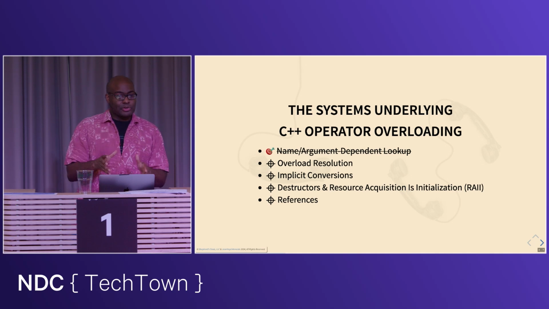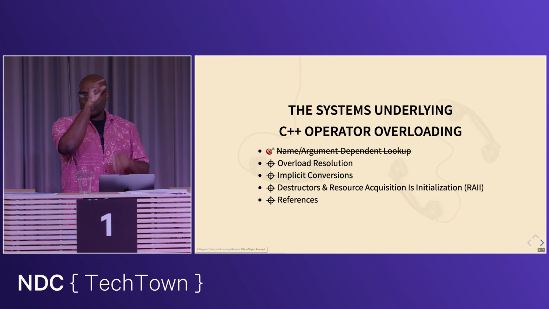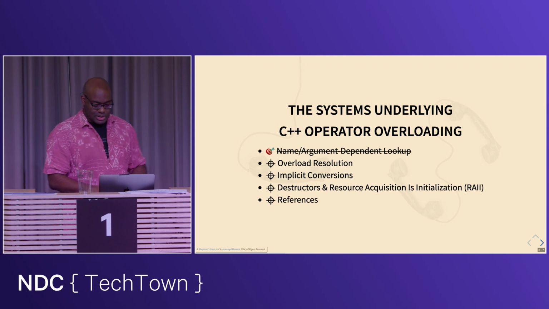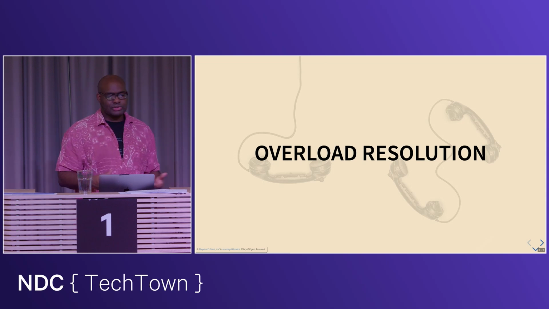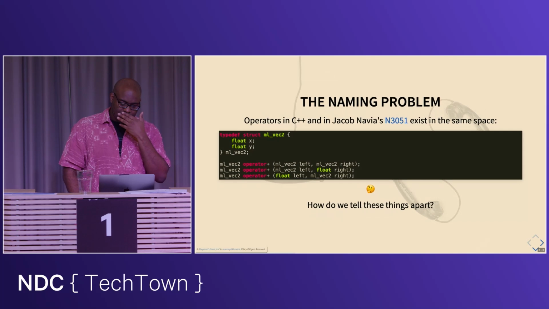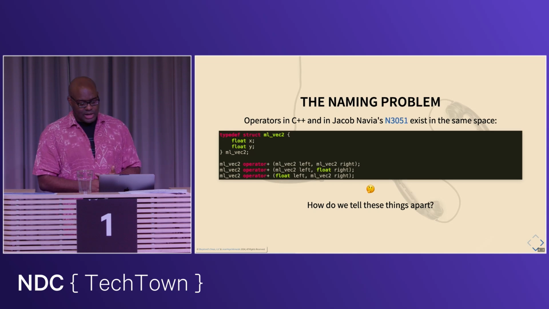Now we have overload resolution. You have a bunch of functions, and you need to figure out which one of these functions you're going to call and do something with. So that takes us to this part: overload resolution, figuring out which function to call, and how we're going to do all of this. And this was a very fun thing that Jacob Navia's proposal also did.